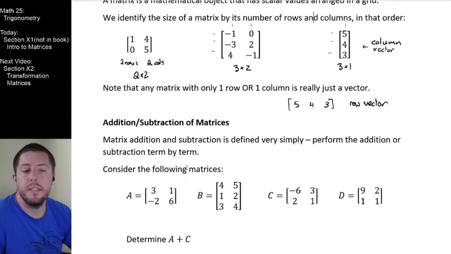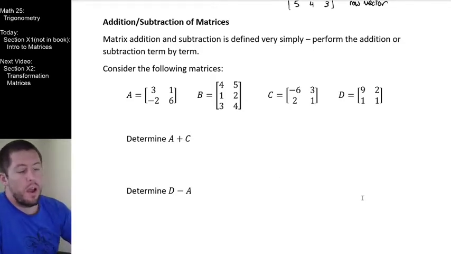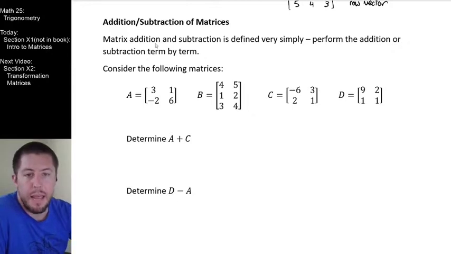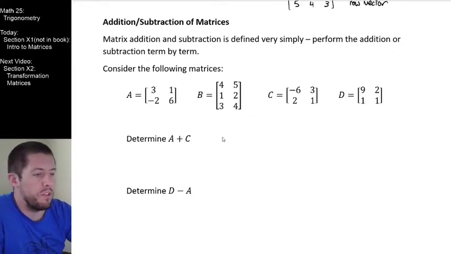So let's start with our easy operations and then move on to our harder operations here. So addition and subtraction of matrices. Matrix addition and subtraction is defined very simply. It's just performing addition or subtraction term by term. It's just like what we did with vectors. It's the simplest possible way that you could think to do this here. So I've given you a smattering of sample matrices out here, A, B, C, D, and E. Let's go ahead and do some computations with them here.